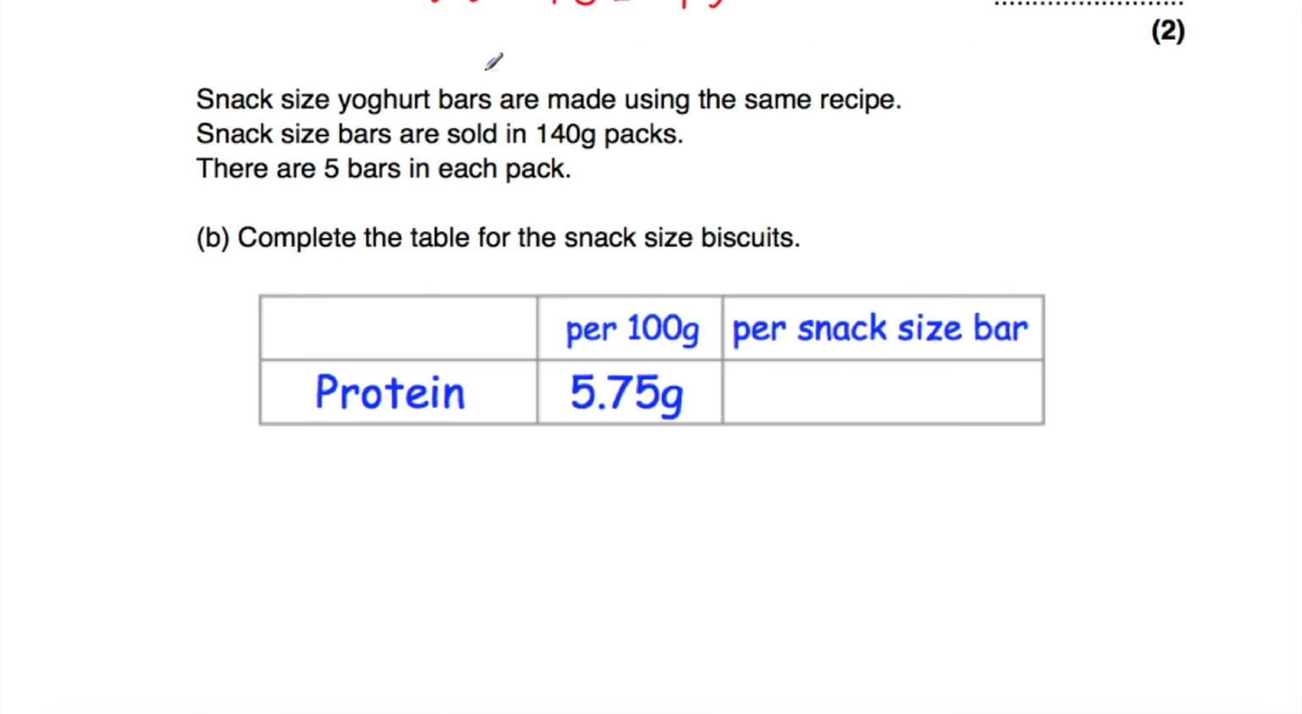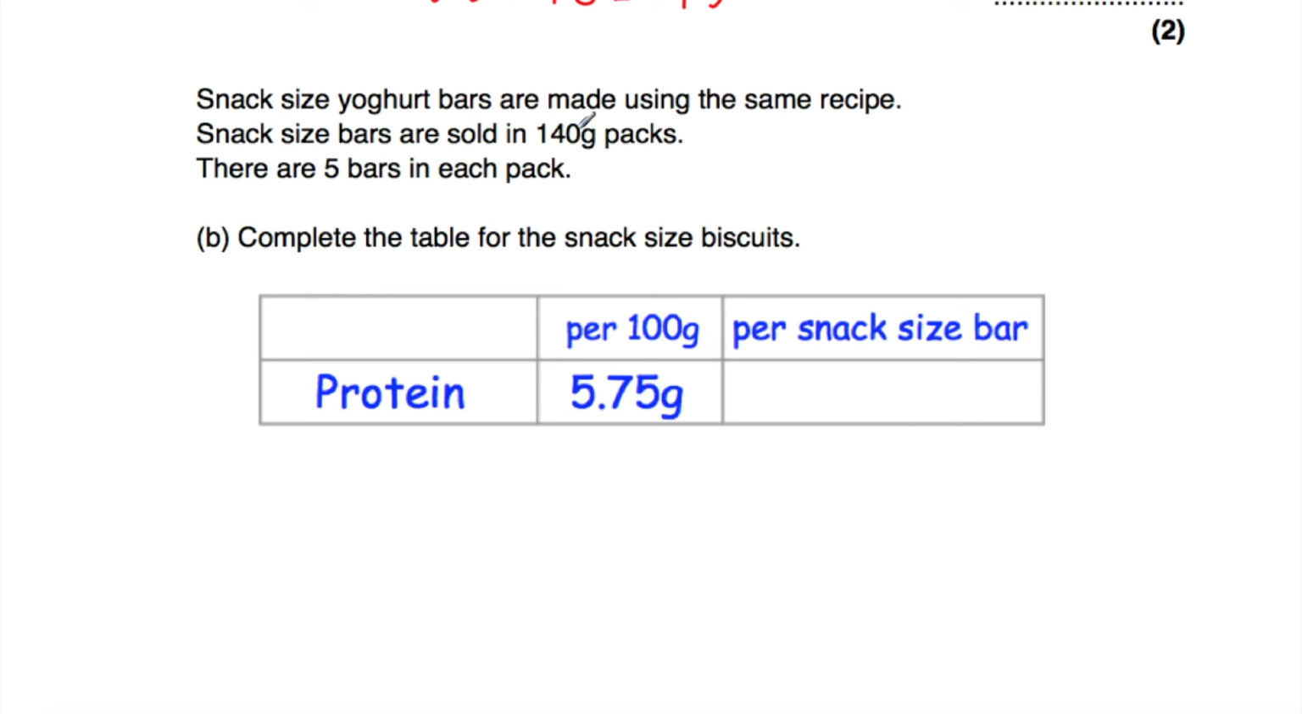Okay, and then if we carry on the question, we're told that snack size yogurt bars are made using the same recipe. The snack size yogurt bars are sold in 140 gram packs, and there's 5 bars in each of those packs. And then we've been asked to complete this table for the protein. Again, we know that for 100 grams of the yogurt bars there's 5.75 grams of protein because it's made using the same recipe. We need to work out how many grams of protein are in one of the snack bars.